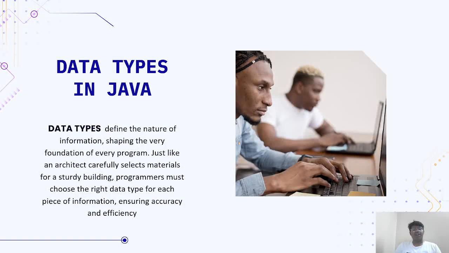Data types in Java. Data types define the nature of the information, shaping the very foundation of every program. Just like an architect carefully selects the materials for a sturdy building, programmers must choose the right data type for each piece of information, ensuring accuracy and efficiency.